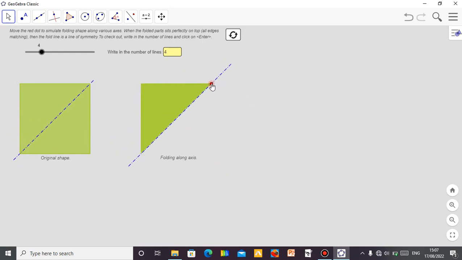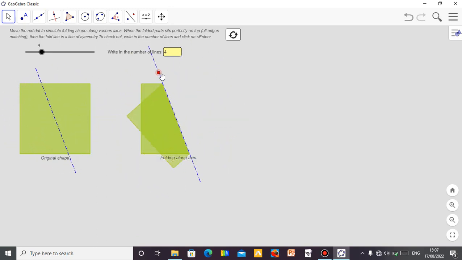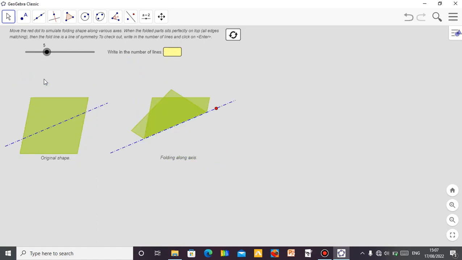see, it's a nice applet you can use in your classroom to demonstrate lines of symmetry to your children. They can use it anytime. You can play with it. You see the way I'm moving it around to check lines of symmetry. There are so many shapes I have here. This is a rhombus. You can check. You can even demonstrate it before doing anything.